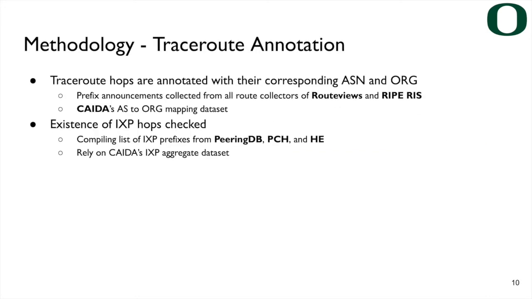Lastly, we annotated the hops of our traceroute measurements with their corresponding ASN and ORG numbers by using the best practices. And we checked the existence of IXP hops along the path by relying on CAIDA's aggregate IXP dataset.